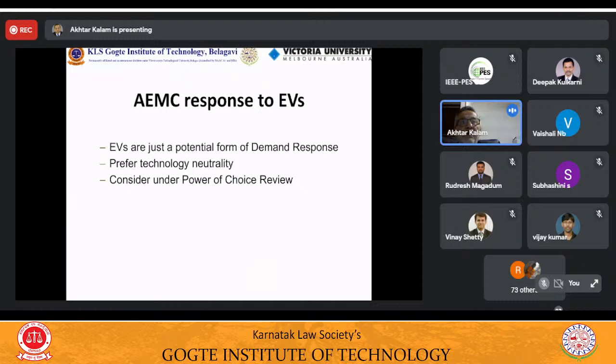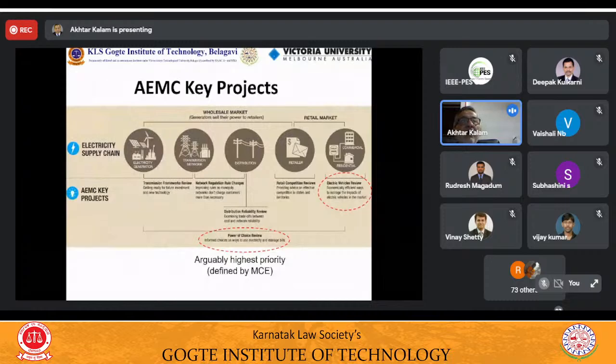Let us look at some of the Australian Energy Market Commission key projects. Two of them is what I want to talk about. They've got a lot of them, okay? But in the retail market, they have two of them. One of them is the review of electric vehicle. Look at how they are looking at the electric vehicle being charged commercially or in the residential itself, or the choice of the people. If you look carefully, they are looking at informed choices on the way electricity and the bills are managed. And this is what the Ministerial Council of Energy says, that they want to give the highest priority to the power of choice. Like, how do you manage the bill so that people do not start asking exorbitant prices for green energy?